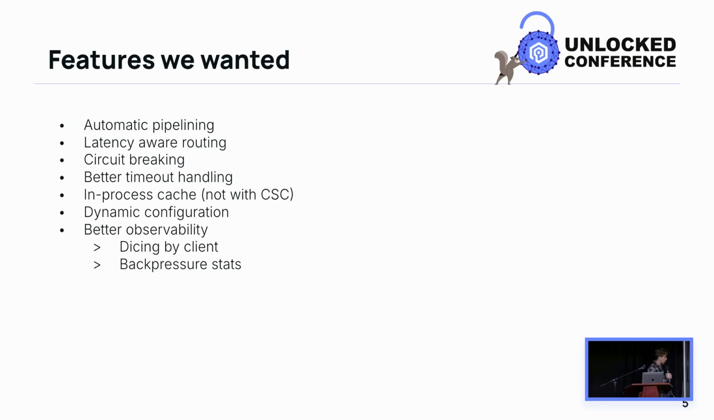So here are the feature sets that we wanted. We wanted automatic pipelining, latency-aware routing, circuit breaking, better timeout handling, and in-process cache, and some nice-to-haves were dynamic configuration and better observability in general.